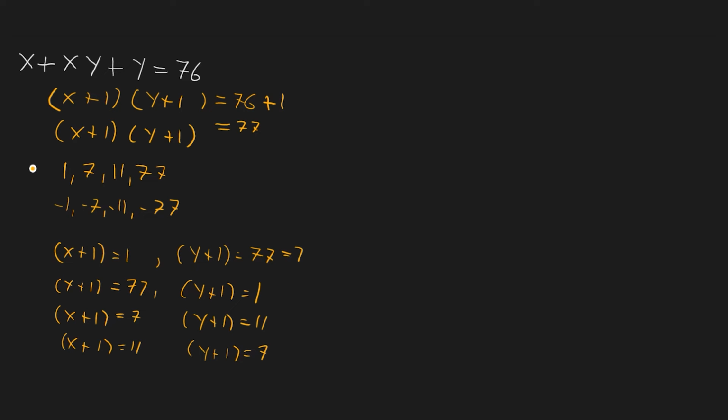Let's calculate these first. So this would give us x, y equals 0, 76, and down here we have 76, 0, and here we will have 6, 10 and 10, 6.